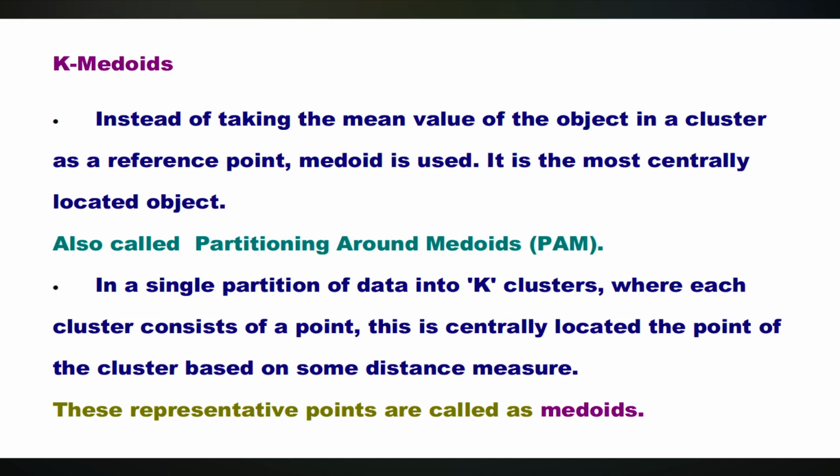Instead of taking the mean value of the object in a cluster as a reference point, a medoid can be used. It is the most centrally located object, also called as partitioning around medoids, shortly called PAM method.